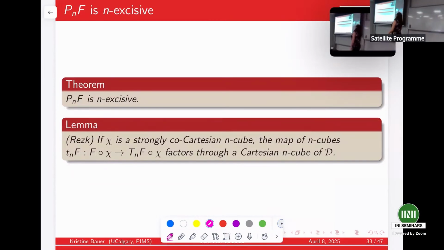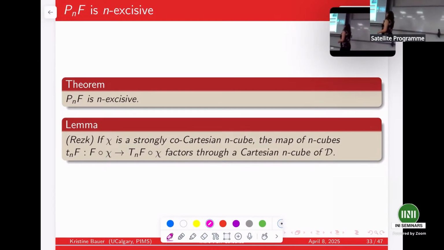So the idea here is that if I start with a strongly co-Cartesian n cube, then the map of n cubes I get is by just doing TNF at each vertex. So what I really have here is F of some co-Cartesian n cube. Again, it looks nice and compact, but it's really an n-dimensional cube. And at each vertex, I hit the other one with TNF, and I get a map between them using the little maps TNF. The lemma says that that thing always factors through a Cartesian n cube in D.